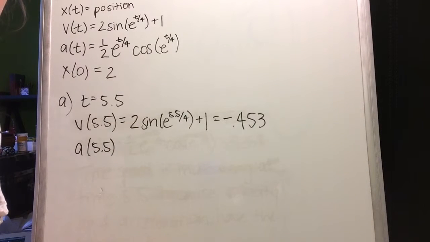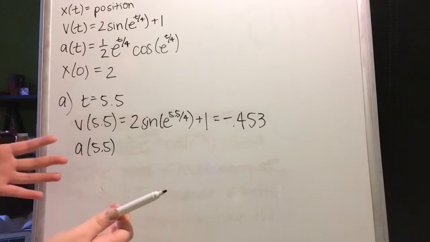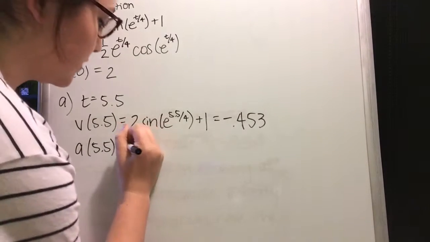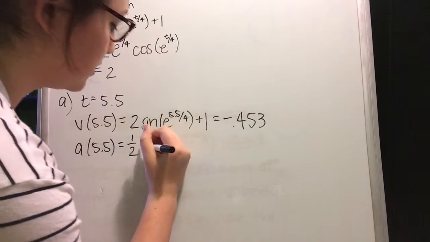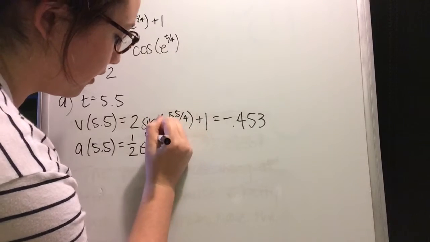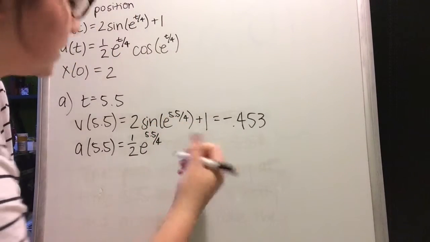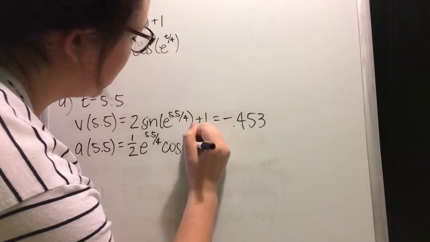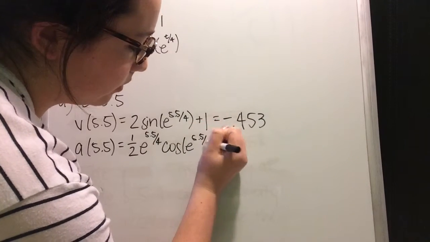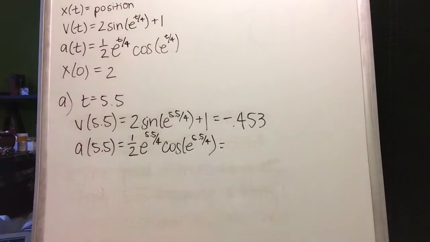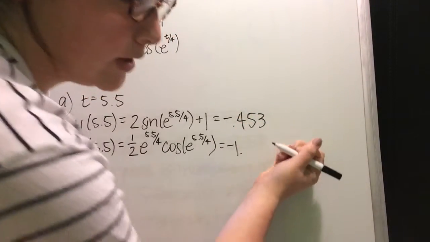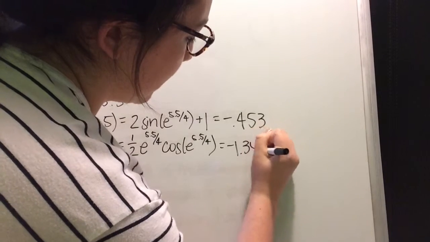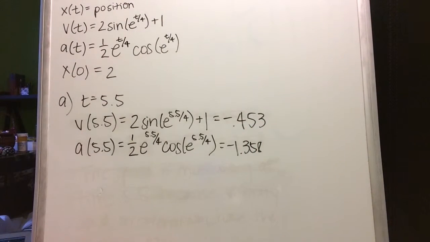And then next you're going to find the acceleration, which is the derivative of velocity, which is your rate of change, so how the velocity is changing. So you plug that in, and that's 1 half times e to the 5.5 over 4 times cosine of e to the 5.5 over 4. And when you plug that into your calculator, you get negative 1.358, and that is also truncated.